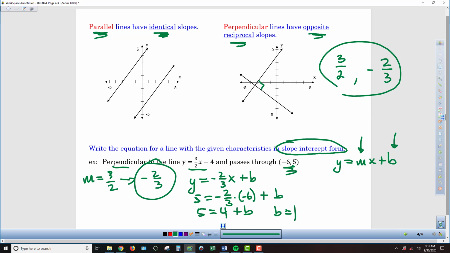So with the slope that we figured out here from the given information and the y-intercept we have here, we can write the equation of our line: y equals -2/3 x plus 1.